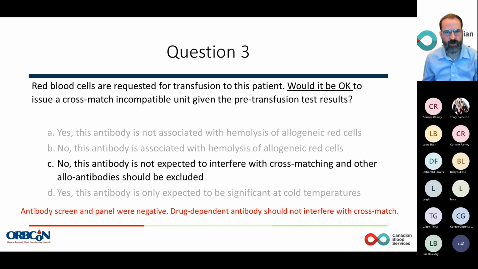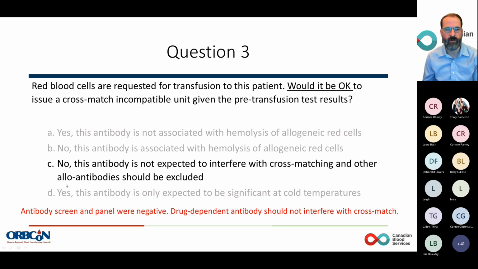In a case like this, where the screening cells are negative and we have a 10-cell panel that's negative, we've demonstrated that there's no reactivity between the patient's plasma and other red cells that haven't presumably been incubated with the pip-tazo. In this case, it's sort of the likely suspect. So we shouldn't be seeing cross-matching compatibility due to that drug-dependent antibody. The red cells being cross-matched haven't been incubated with whatever drug the person's reacting with, the pip-tazo, and so we shouldn't be seeing any cross-matching compatibility.